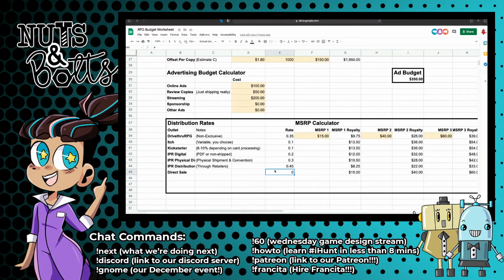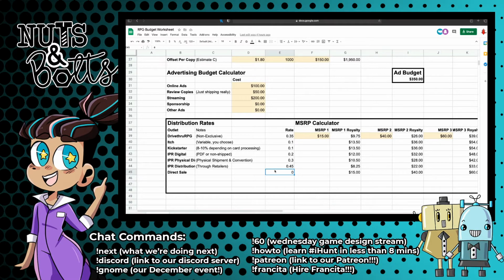What's an MSRP? MSRP is manufacturer suggested retail price. That's the price you put on the book. You say the book is this much. This is not counting things like sales. Sales are their own thing, and I actually have multiple MSRP fields here so you can play around with that a little. Okay.